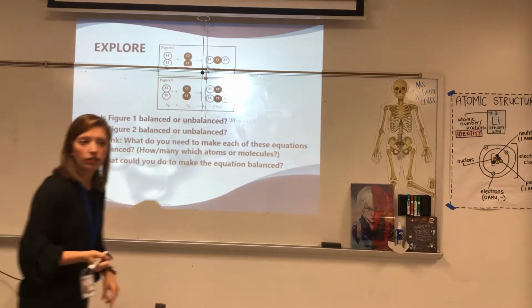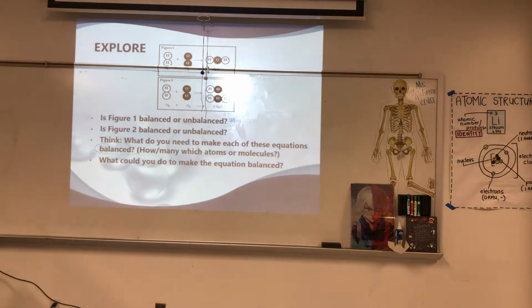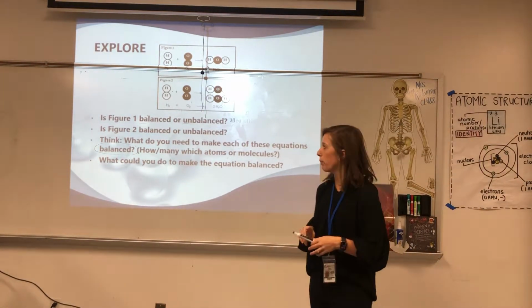Because one side was 4 and the other side was 3. Good. So the number of atoms was not the same on both sides. Which side, the product side or the reactant side, had more atoms? Ariel? Good. The reactant side has more. So we need to figure out how to get those balanced.